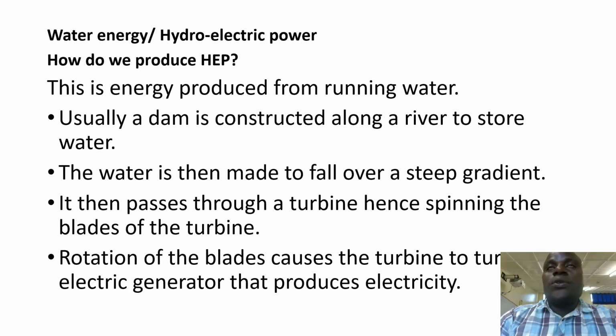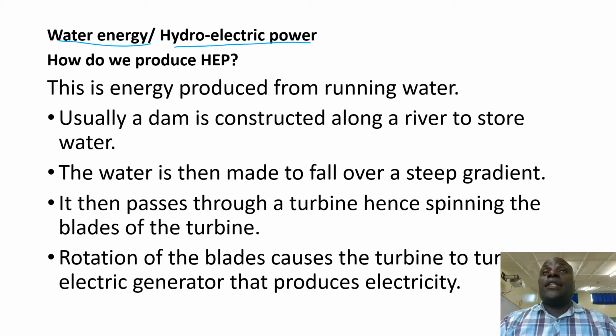Okay, class, we are still looking at examples of renewable energy, and this time let us look at water energy. You can call it hydroelectric power. This is energy produced from running water. It is called hydro because it is generated from water. It is extracted from water across rivers.